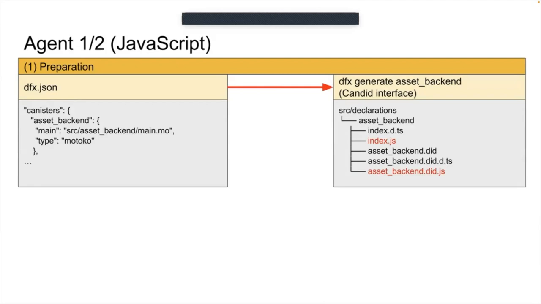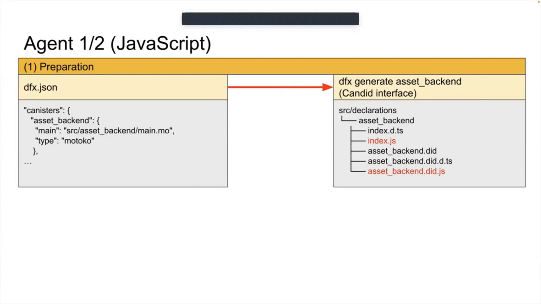These files are called Candid files. Candid is an interface description language developed for the Internet Computer. Its primary purpose is to describe the public interface of a service, such as a Motoko canister, which has exposed public functions to use. One of the key benefits of Candid is that it is language agnostic and allows interoperation between services and frontends written in different programming languages, including Motoko, Rust, and JavaScript.